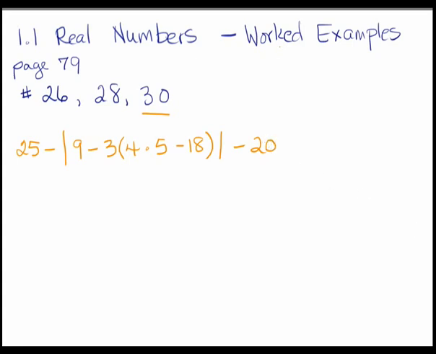I need to remember that my absolute value bars are a little bit like parentheses. I need to do what's inside here first. Within the absolute value bars, I have this smaller problem which also contains parentheses. So I need to do what's inside there, even before I do anything else inside the absolute value bars. In the parentheses, order of operations tells me I need to do this multiplication before I do this subtraction.